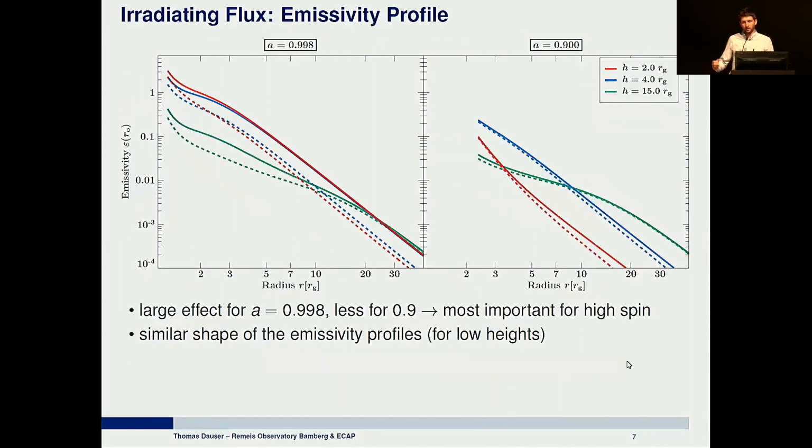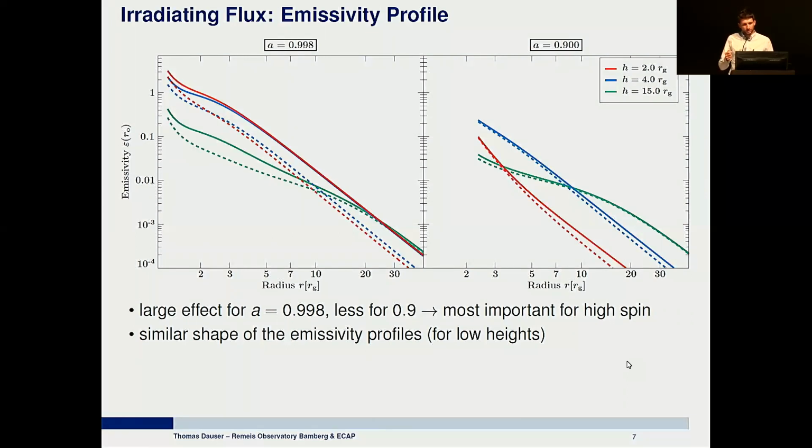Exactly. And if we now add up the direct flux and the returning flux, we can get some estimate of the emissivity profile, which we're also fitting with our models. And this is plotted now here for a very rapidly rotating black hole and for a little bit lower spin. And you can see, the dashed lines is without returning radiation. The solid line is now including returning radiation.